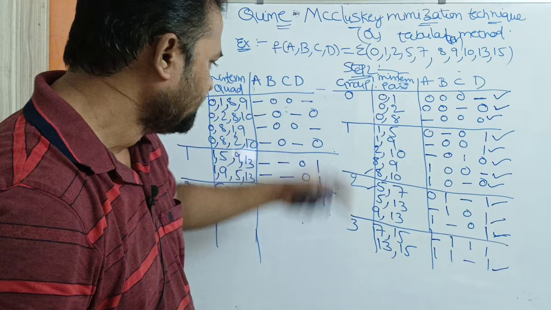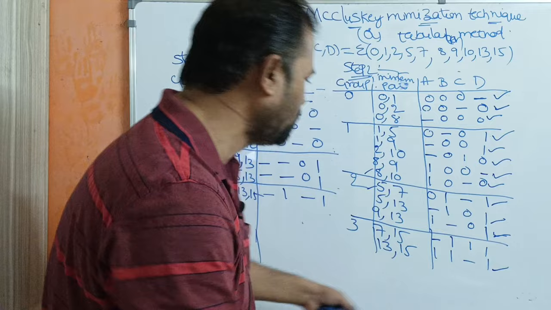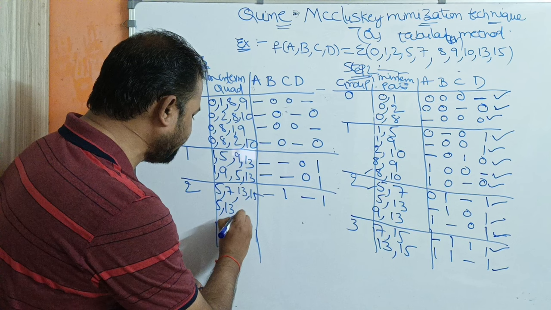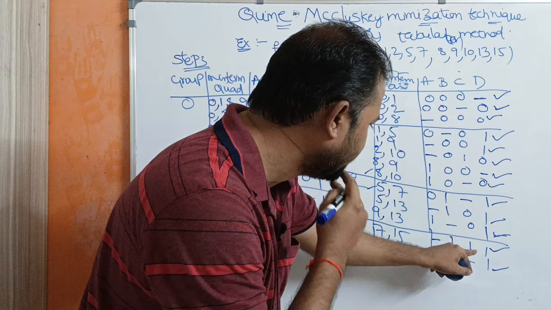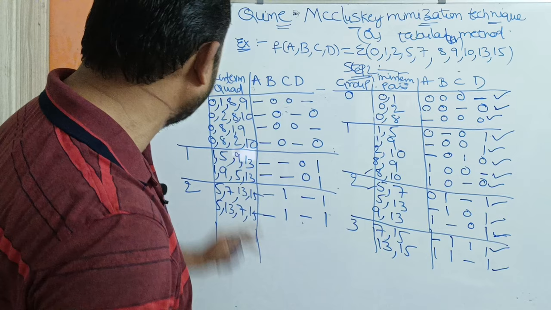Next to 5 13, we have dash at first position. So -101, -111. Yeah, we can also combine these two. So 5 13 7 15. 5 13 7 15. -1 -1 -1 -1. So group 0 with group 1 is over.